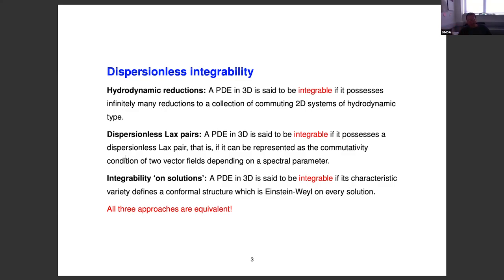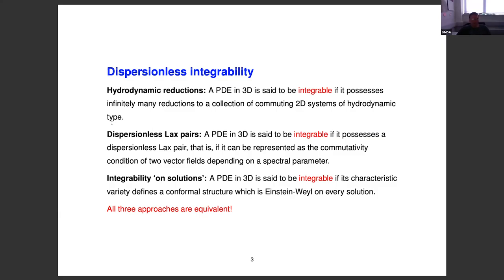So given a PDE, we can efficiently test whether any of these properties holds. And given a class of PDEs, we can derive integrability conditions. Suppose your class of PDEs depends on some arbitrary parameters or functions, then, applying this integrability test, we can get constraints for these functions which are equivalent to integrability.